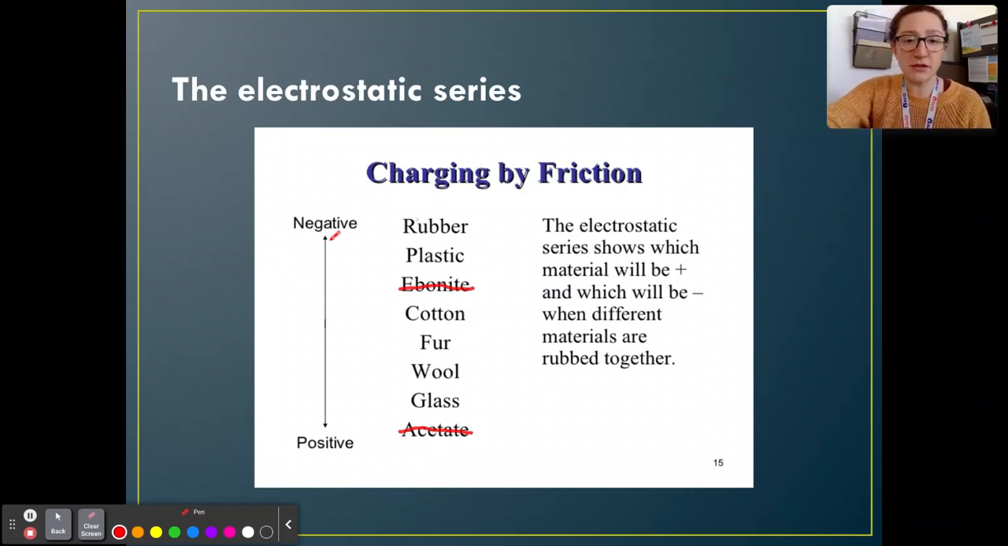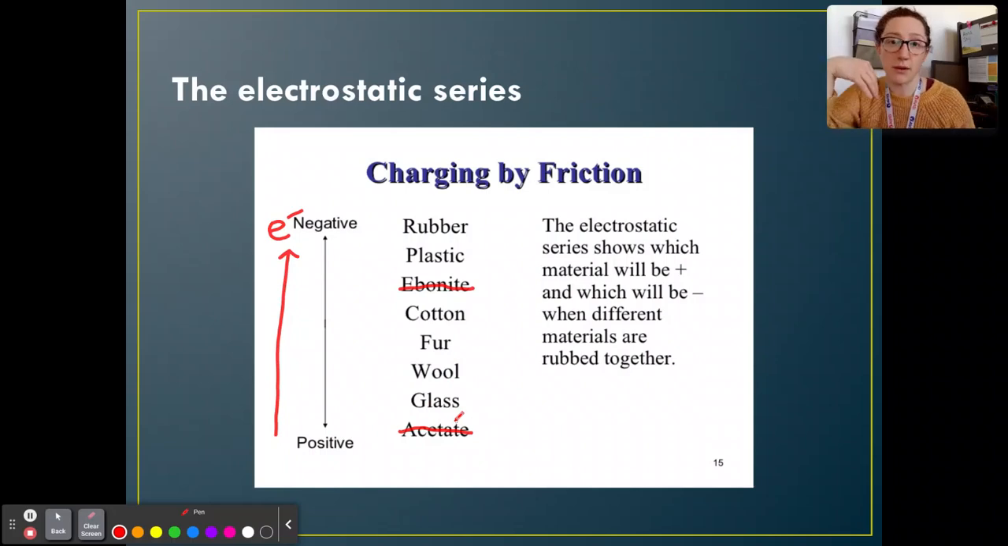Basically, if you have a material like rubber, it is more likely to take the electrons if it's rubbed. It's not more likely, it will take the electrons from glass if glass and rubber are rubbed together. If plastic and fur are rubbed together, like I did in that demo in class, then the fur will give those electrons to the plastic, making the plastic negative and the fur becomes positive. That's what this electrostatic series shows us.